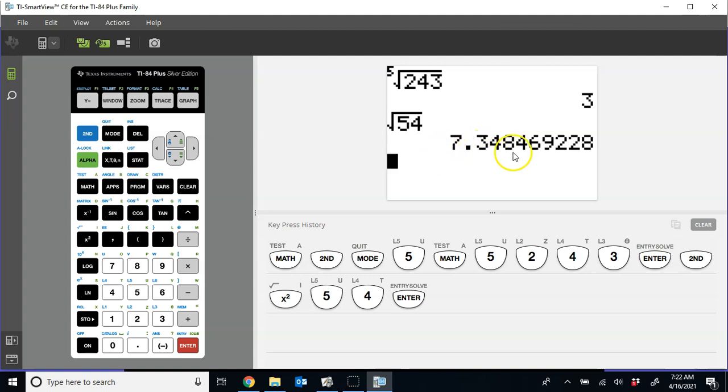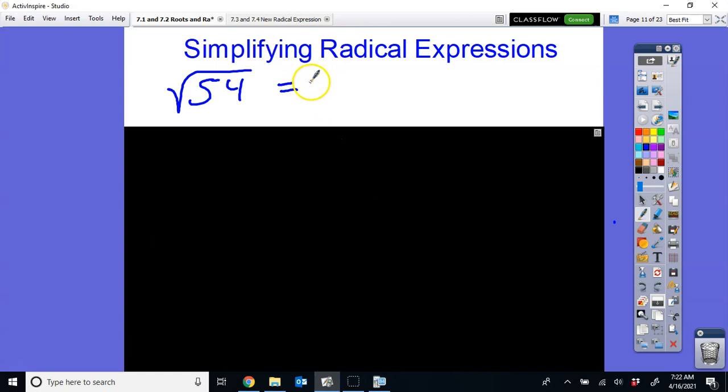This is called evaluating it if you find a value. So to simplify it, remember what we did was we took the square root of 54 and we split it up into 9 times 6. Now, what was the reason we chose 9 times 6?